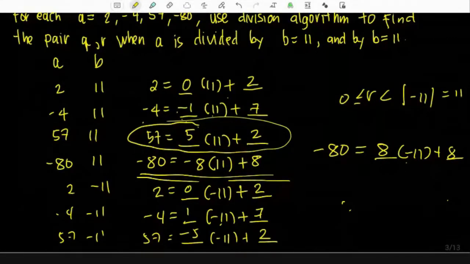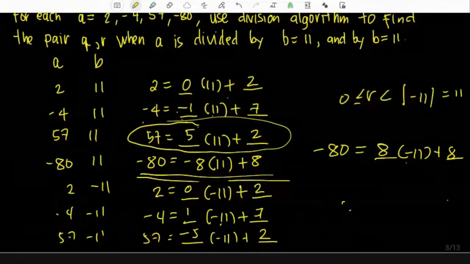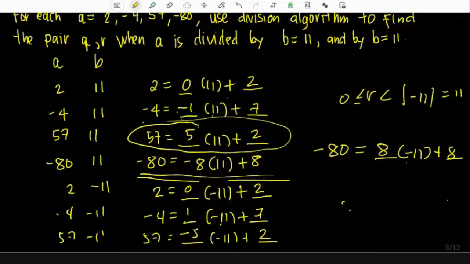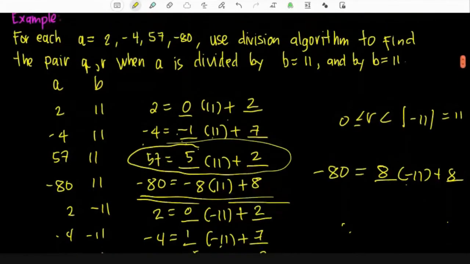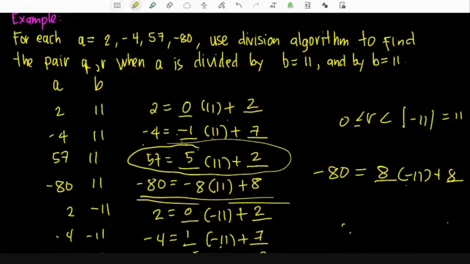Now, kanina sabi ko, possible, di ba? Possible na yung R natin equal sa 0. That actually happens when the value of A is what we call divisible by B. Ibig sabihin, pag yung mismong divisor na ginamit mo ay factor nung A, magiging 0 yung remainder. Yan. So when that happens, we say that A is divisible by B.